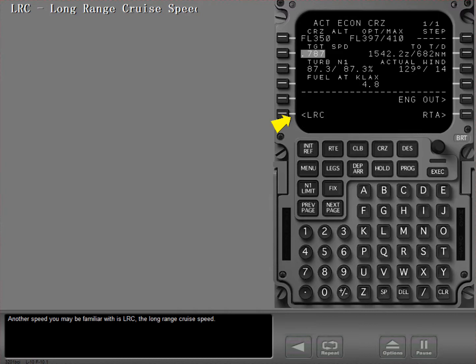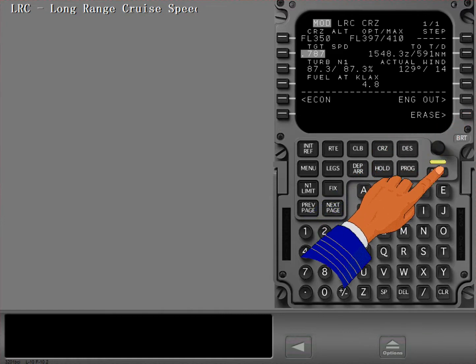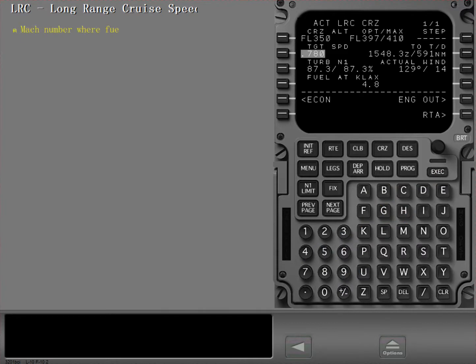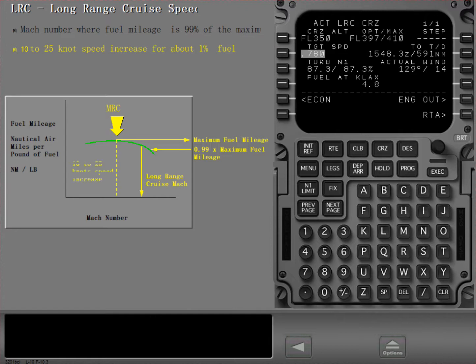Another speed you may be familiar with is LRC, the long-range cruise speed. This speed is defined as the Mach number where the fuel mileage is 99% of the maximum. Flying at LRC results in a 10 to 25 knot increase in ground speed for about 1% increase in trip fuel.